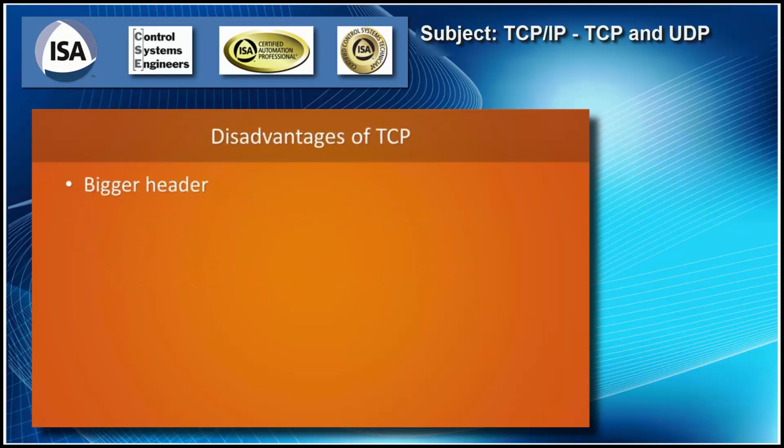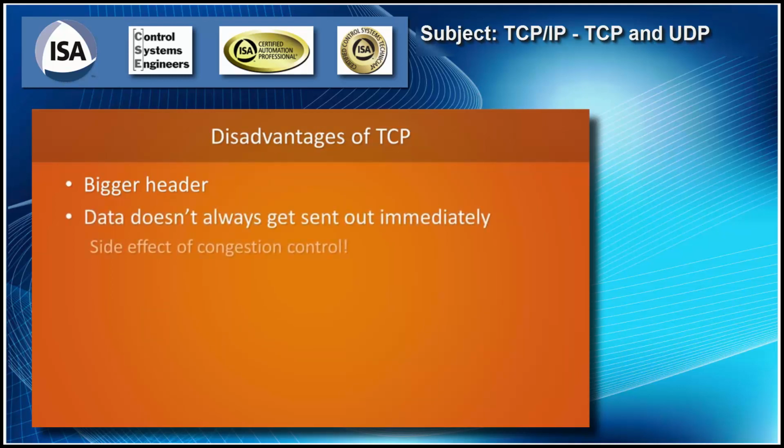Let's look at the downsides of using TCP. TCP segments need bigger headers than UDP segments. As you may remember, UDP headers are about 60% smaller than TCP headers. A side effect of TCP's congestion control mechanism is that data doesn't always get sent out immediately.